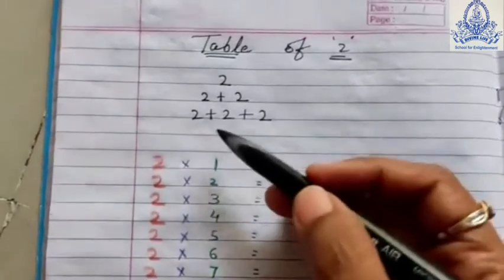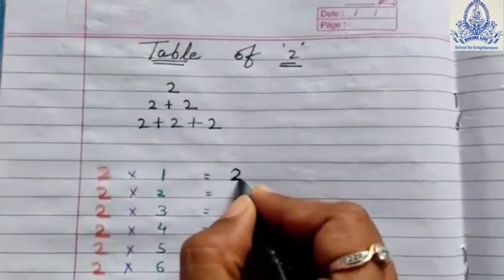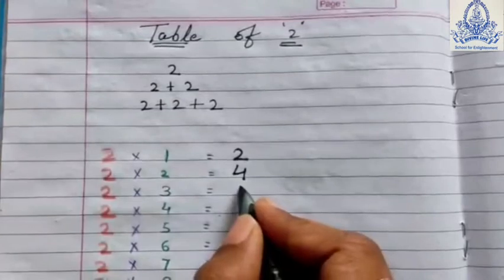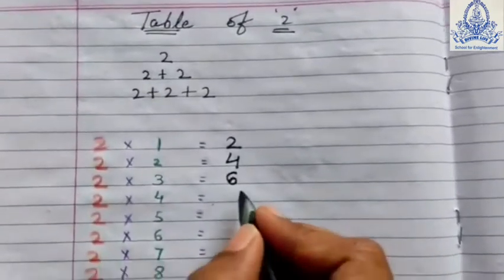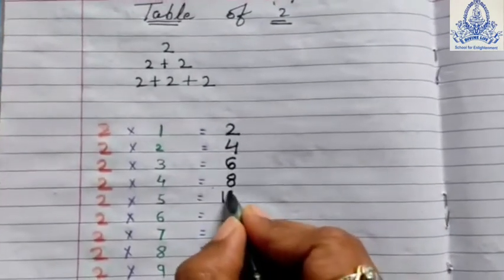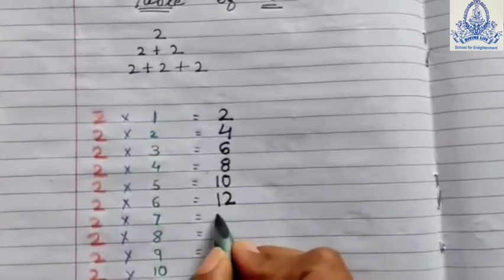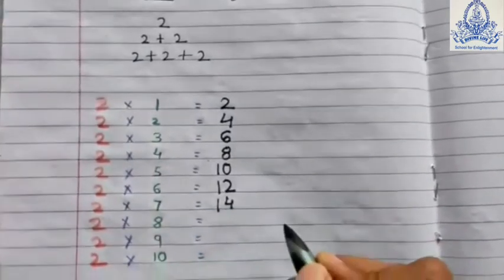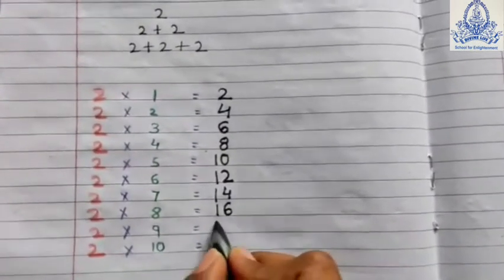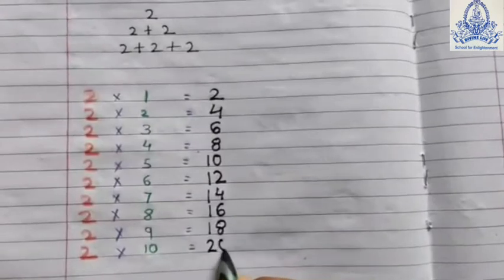Okay. So look over here. 2 ones are 2. 2 twos are 4. 2 threes are 6. 2 fours are 8. 2 fives are 10. 2 sixes are 12. 2 sevens are 14. 2 eights are 16. 2 nines are 18. And 2 tens are, yes, 20.